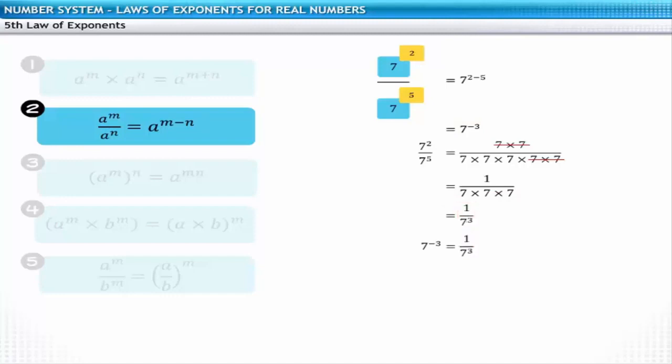With this, we arrive upon another important generalization. Any real number raised to a negative exponent is equal to the reciprocal of that number raised to an equivalent positive exponent.